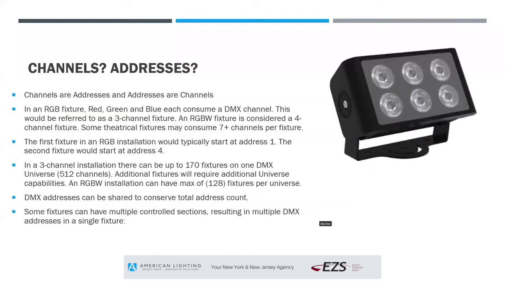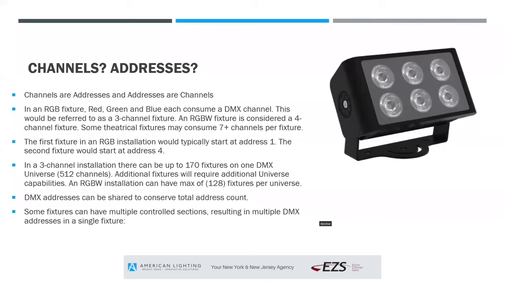So channels and addresses, right? Channels are addresses and addresses are channels. When we talk about fixtures in the color changing world, we generally say RGB or RGBW. RGB stands for red, green, and blue. Each one of those colors is a DMX channel. So that we refer to as a 3-channel fixture.